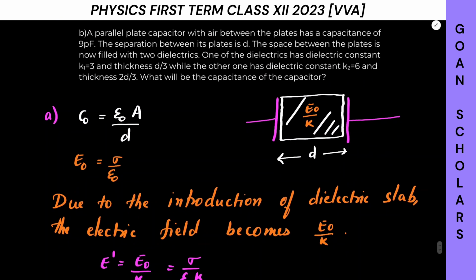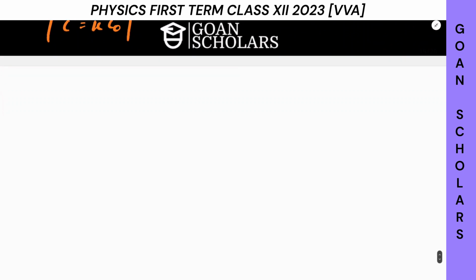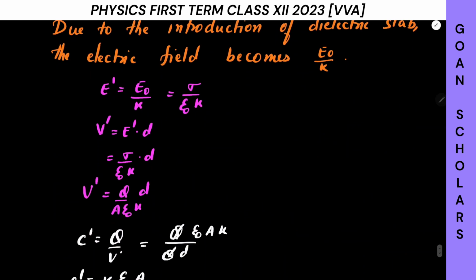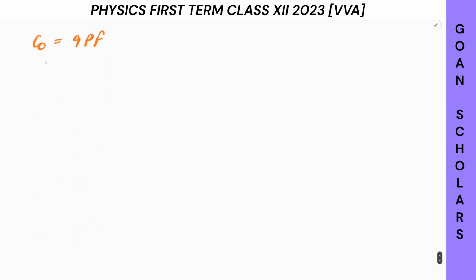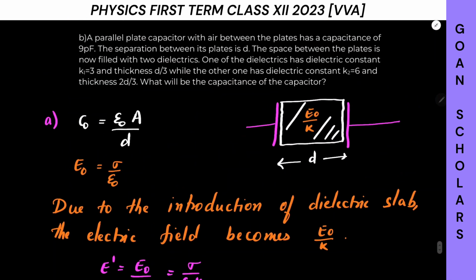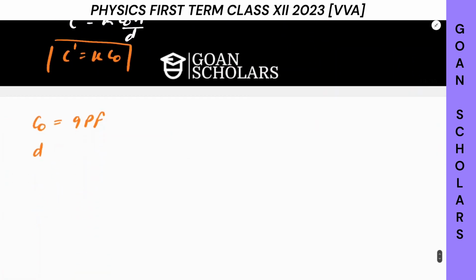So our second part says a parallel plate capacitor with air between the plates has a capacitance of 9 picofarad. So let me write here our initial capacitance, C naught. C naught here is 9 picofarad. Let's go up and read the question. The separation between the plates is D. Okay, fine. Next part. It says the space between the plates is now filled with two dielectrics. One of the dielectrics has dielectric constant K1 and thickness D by 3.